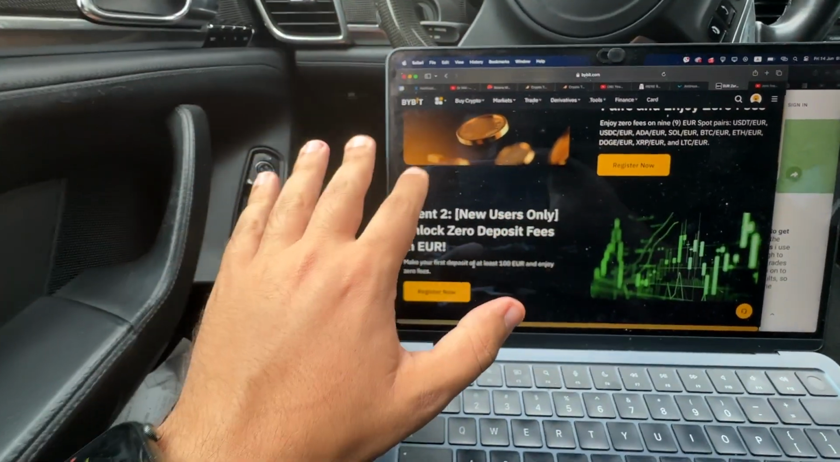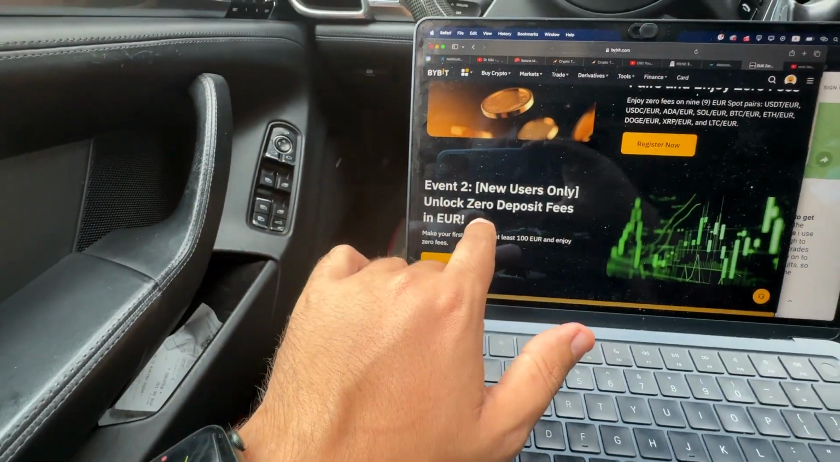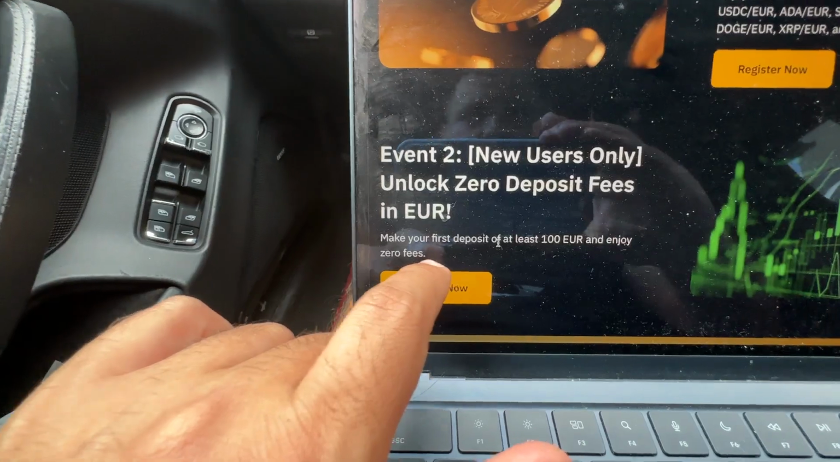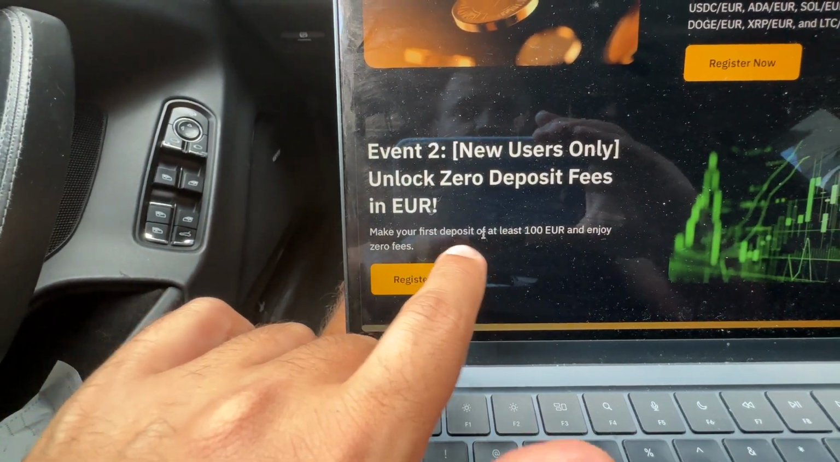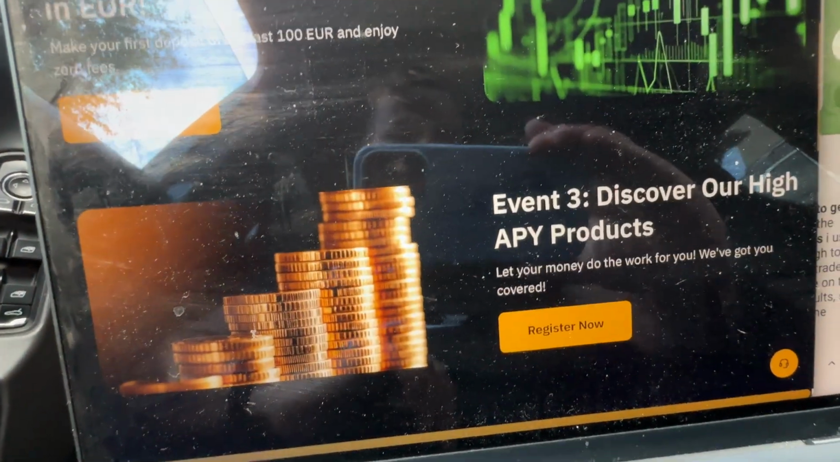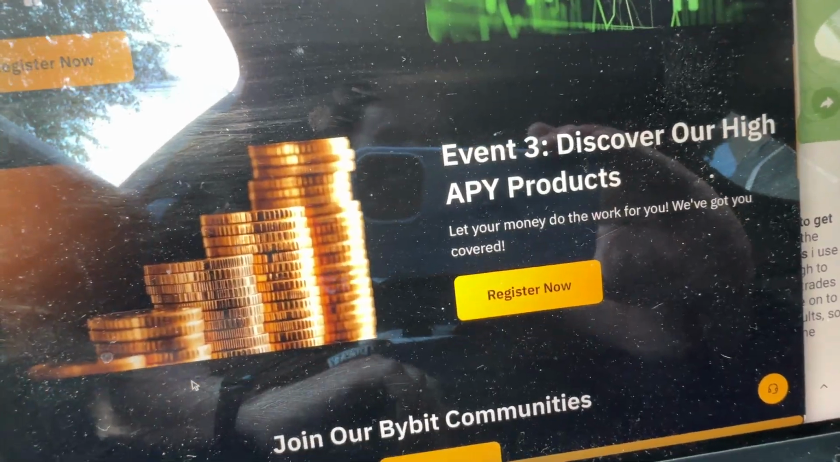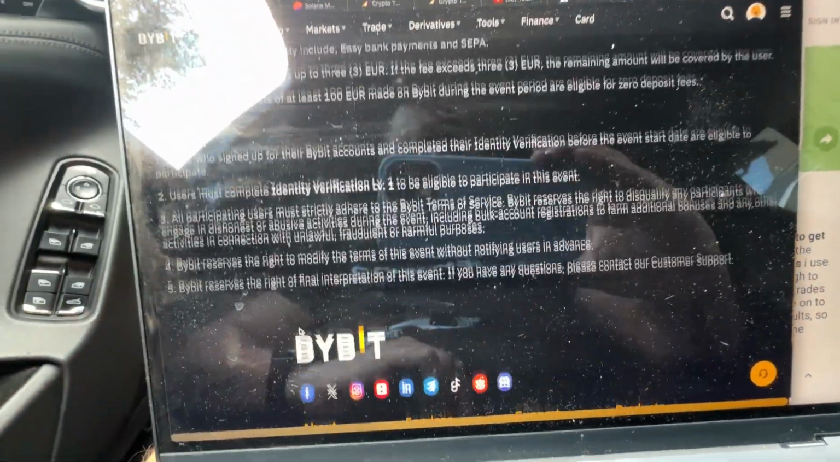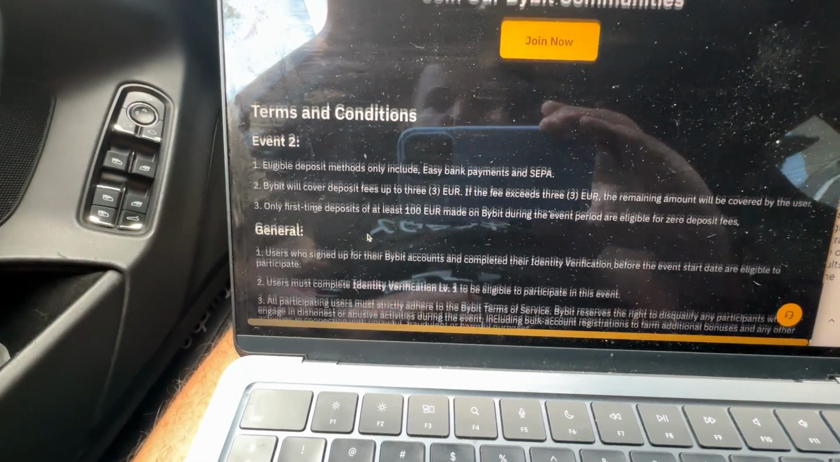But this is how I'm depositing right now. I actually deposit a little bit, and I'll show you in a second. Make your first deposit of at least €100 and enjoy zero fees. Here it is. Event 3, discover our higher APY projects. And here is a little bit more on how the terms are.